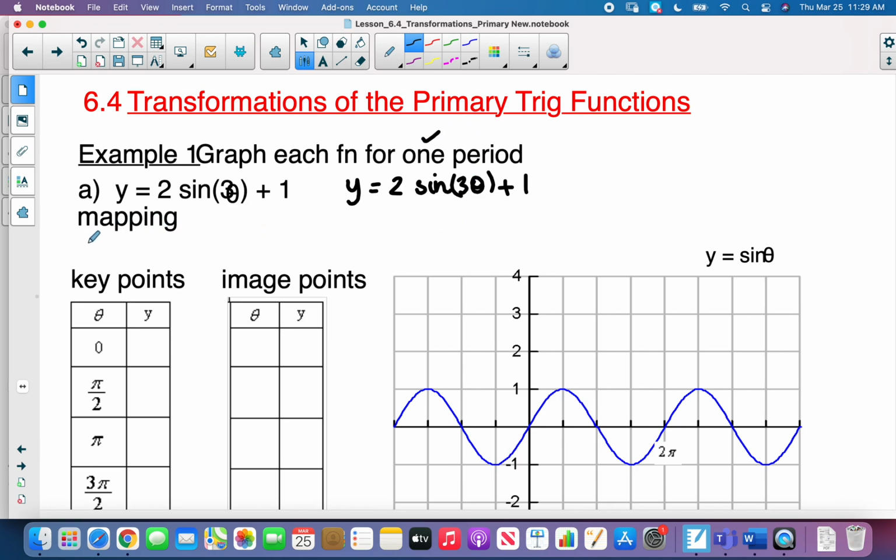So what we're going to do is first we're going to do the mapping from the parent function theta comma y. As we can see that the horizontal stretch is 1/3, so it's theta divided by 3, and there's no shift horizontally. For y, there's a stretch factor of 2, so 2 times y, a shift of 1 up, so 2y plus 1. So that's our mapping.